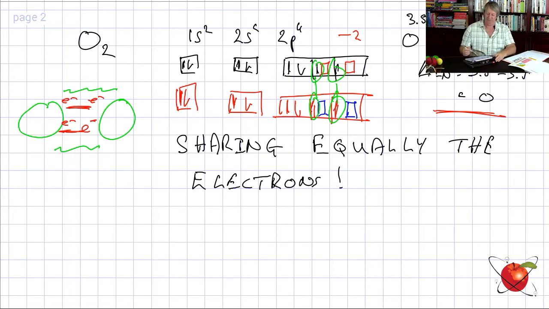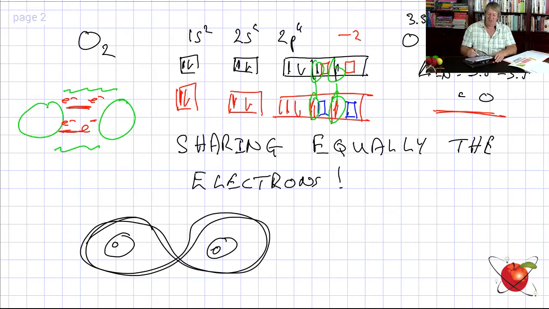So what is happening? Essentially, here's our atom, and here's our atom of oxygen. So that's an O, and that's an O, right? The electrons, this one, is being shared.